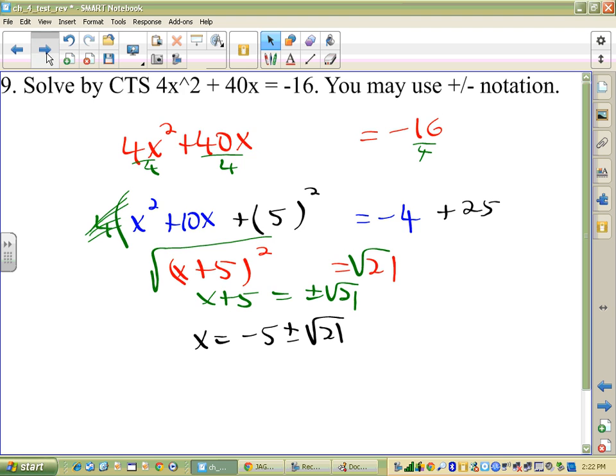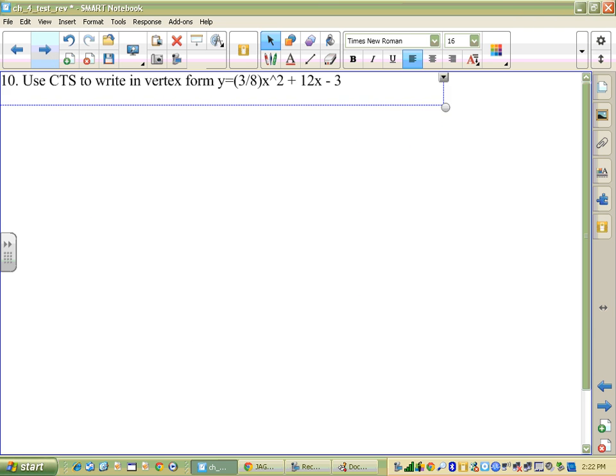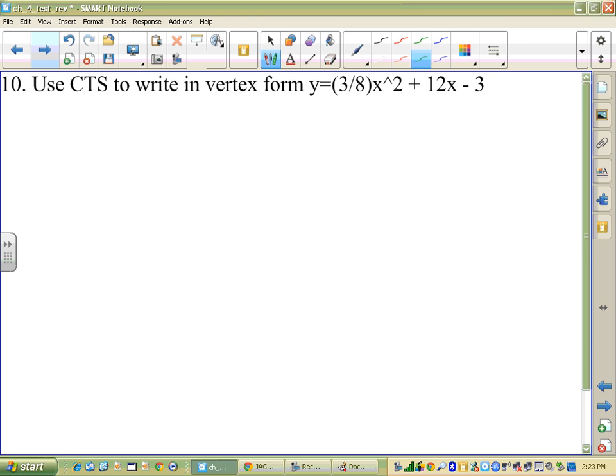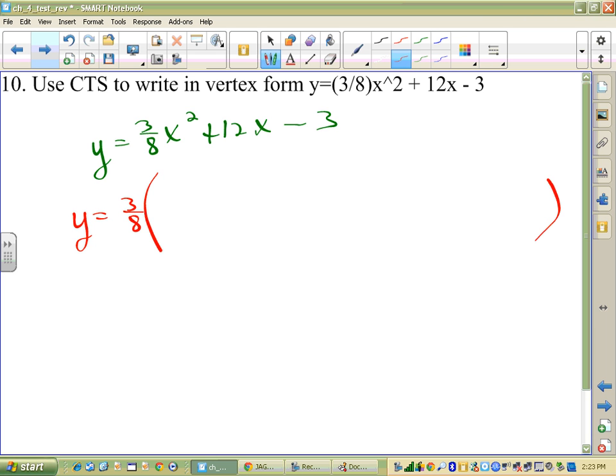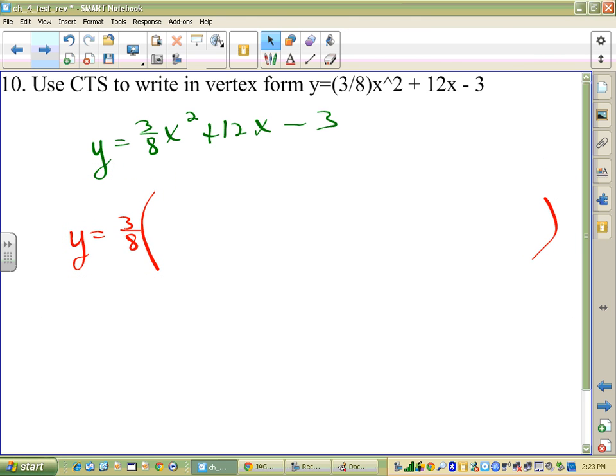So, speaking of the other one, ooh, why couldn't this one have been the easier of the two? y equals 3/8 x squared plus 12x minus 3. I just love fractions. I have to divide out that fraction and multiply it back in later. y is 3/8 times the group. I divide by 3/8. I divide by 3/8.